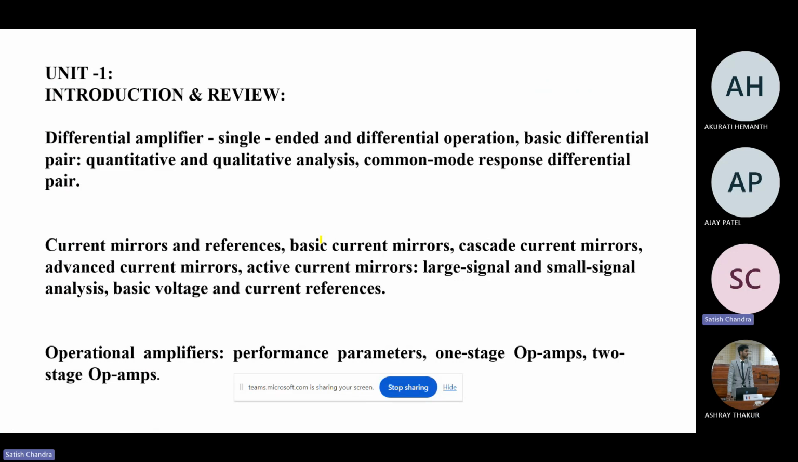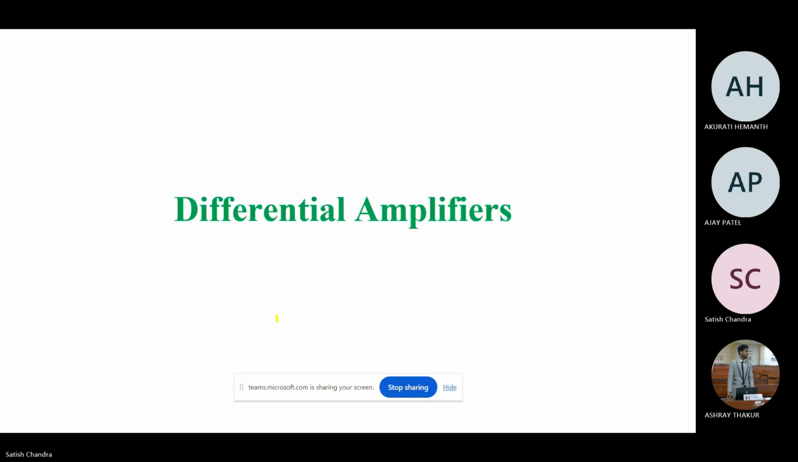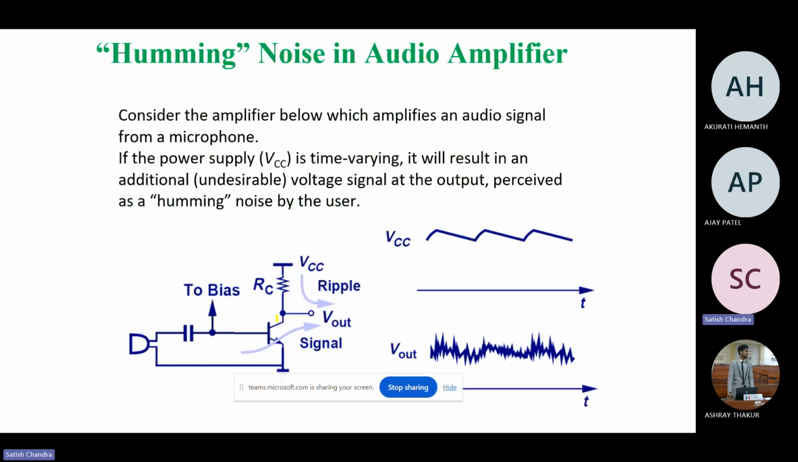So this is our first unit, which covers the differential amplifier, current mirror, references, and then the operational amplifier. You must be aware of all these things, but we're going to review what we have seen. Overall, this unit is an introduction and review. We'll start with the differential amplifier, and why we require it.